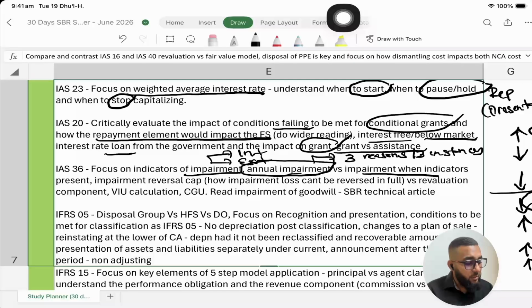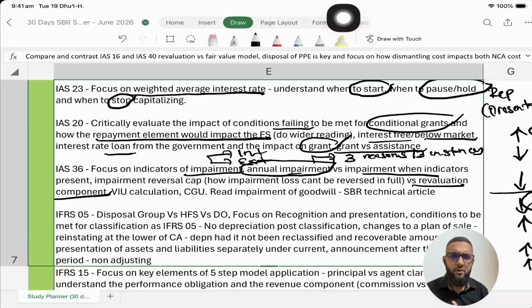Then revaluation component. Here you will have to know impairment reversal cap versus the revaluation component. What happens to the balance? There's a cap, there's a limit. So beyond that, if the amount is going up, where will that be recorded? Now there the condition is it needs to be held through the revaluation model. Only then that balance will be recorded. Cost model, that balance is not going to be recorded.